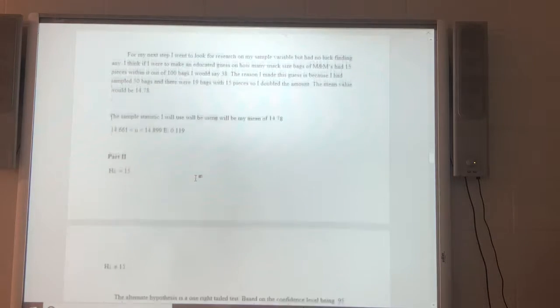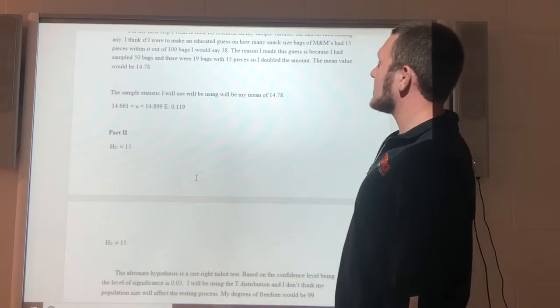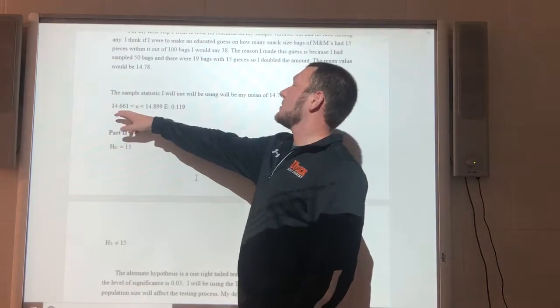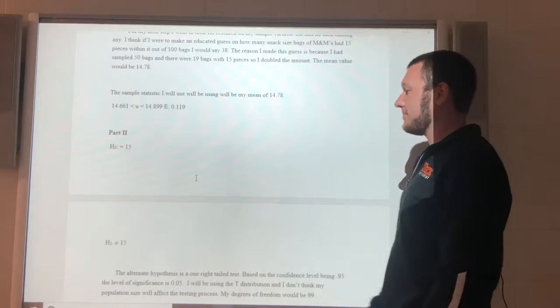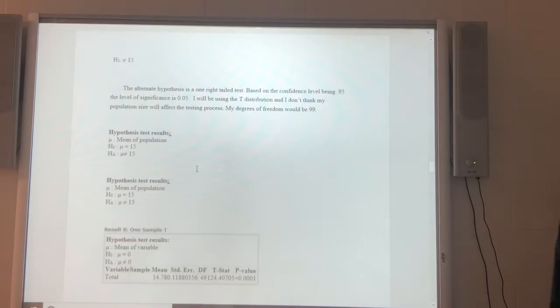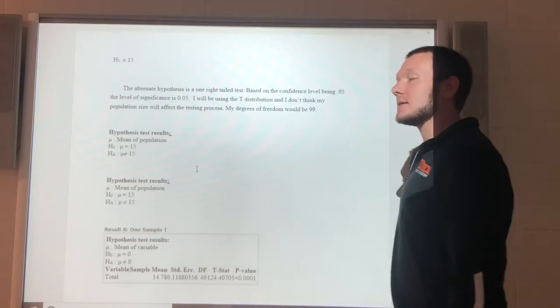The mean value would be 14.78. So the sample statistic I would be using for my mean is 14.78. The confidence interval is 14.661 < μ < 14.899. The alternate hypothesis is one-tailed, a right-tailed test.